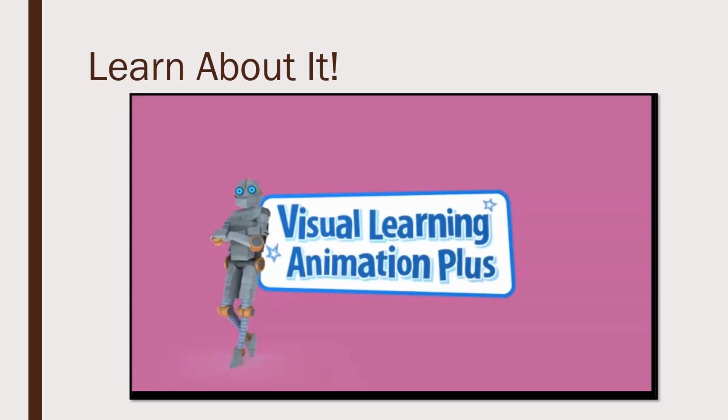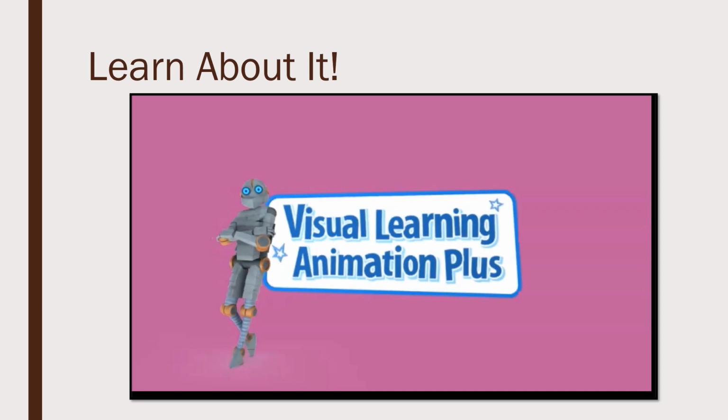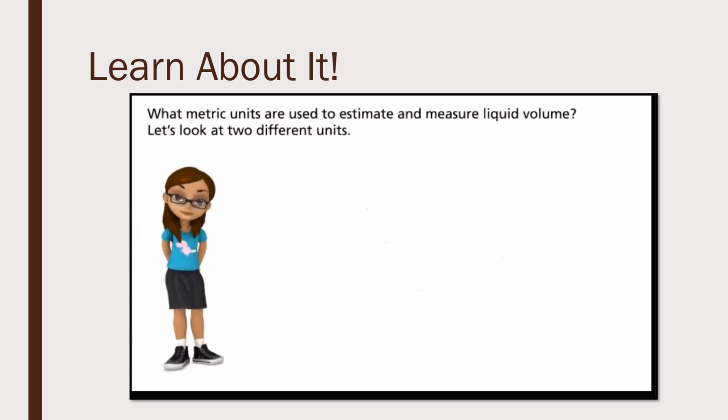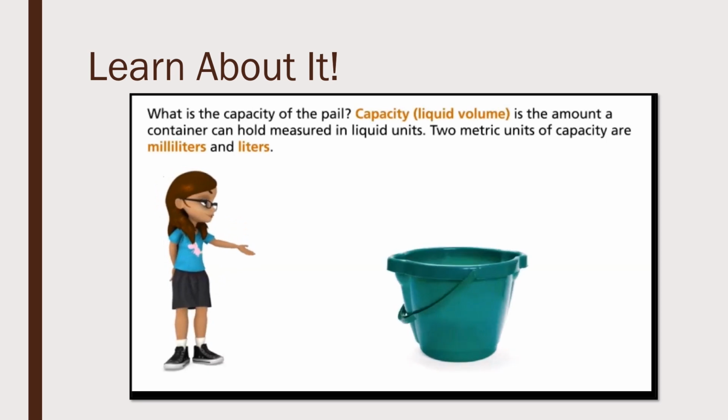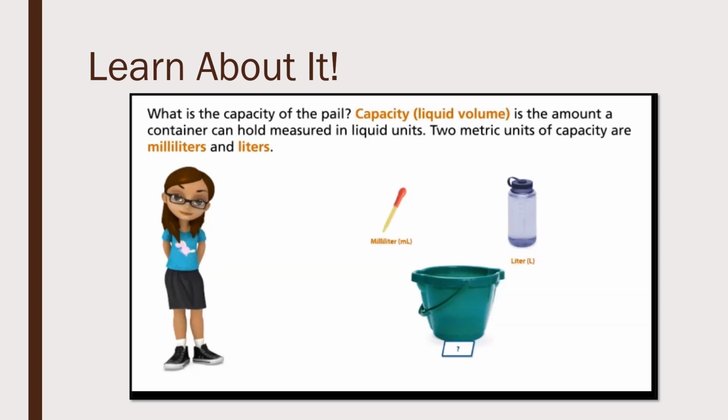Let's turn to our friends at Pearson to learn more about liquid volume and the units that we use to measure liquid volume. What metric units are used to estimate and measure liquid volume? Let's look at two different units. What is the capacity of the pail? Capacity, liquid volume, is the amount a container can hold measured in liquid units. Two metric units of capacity are milliliters and liters.